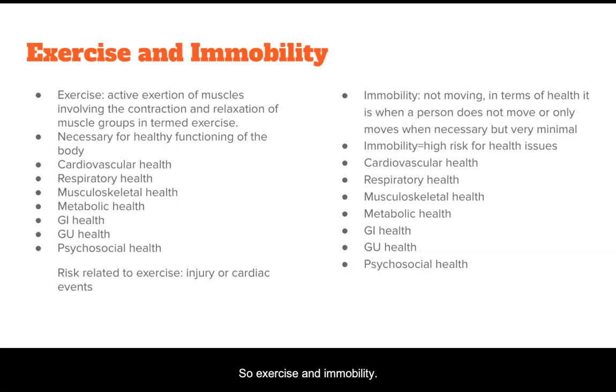So, exercise and immobility. How does exercise affect our body, and how does immobility affect our body? Well, we know exercise is an active exertion of muscle involving the contraction and relaxation of muscle groups, termed exercise. We know it's necessary for healthy functioning of the body. How does exercise affect our cardiovascular system? Well, it increases the efficiency of our heart, decreases our resting heart rate and blood pressure, increases our blood flow and oxygenation of all body parts.